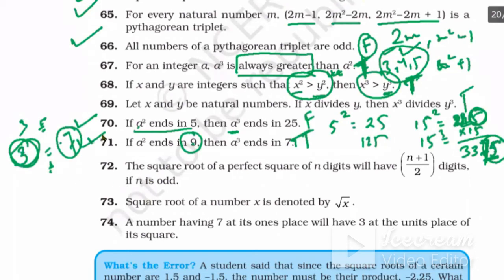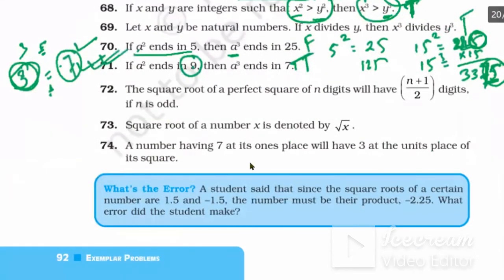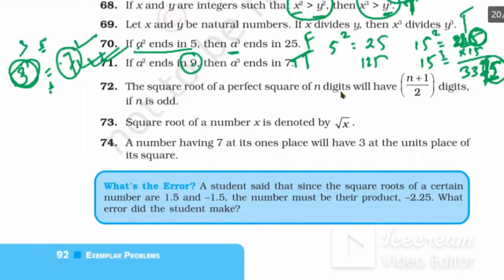Okay. Now question number 72. The square root of a perfect square of n digits will have (n plus 1) upon 2 digits if n is odd. Yes, it's true. Yes, sir, it is true. What about if n is an even number? Sir, n upon 2. Very good. N upon 2.